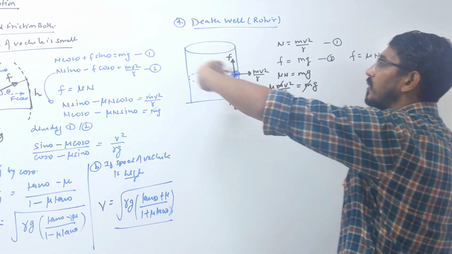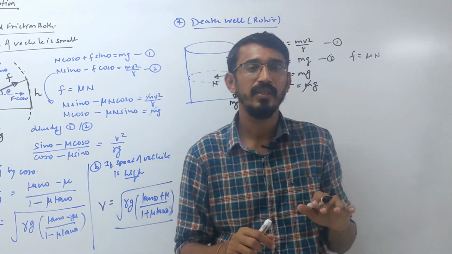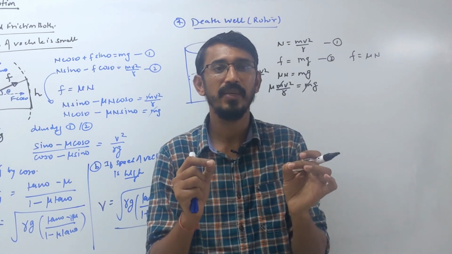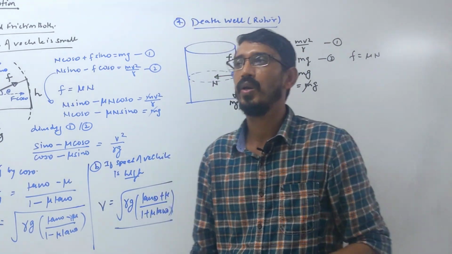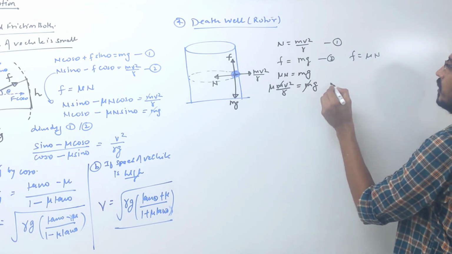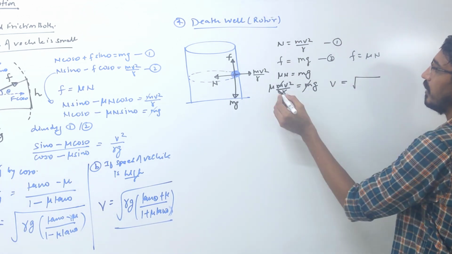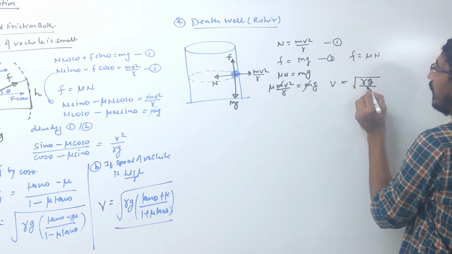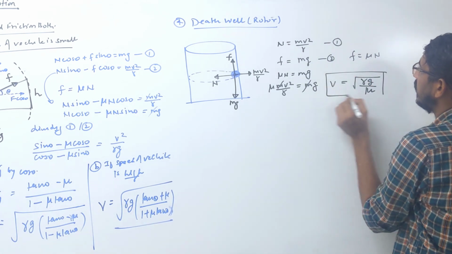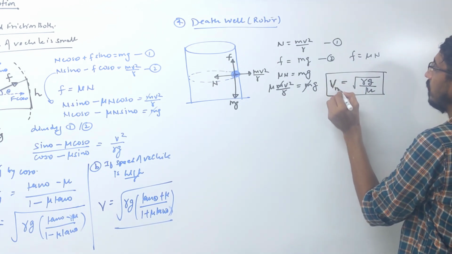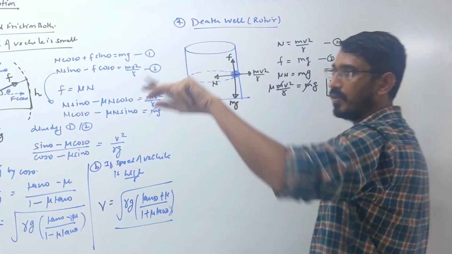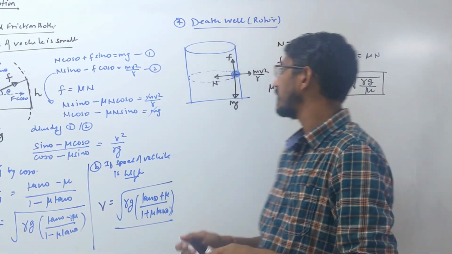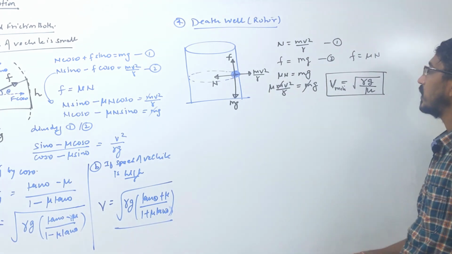Give attention here. If you want to rotate on this death well, then you need to travel at some minimum speed so that you don't slide down or fall down. So what speed? That is given here. So v should be at least equal to the square root of rg by mu. This is the minimum velocity you need to travel at. You should keep rotating at this speed so that you do not slide down and remain on that vertical wall, right?